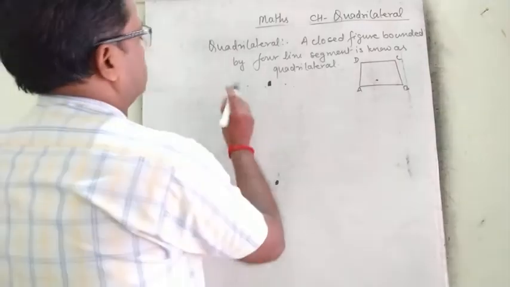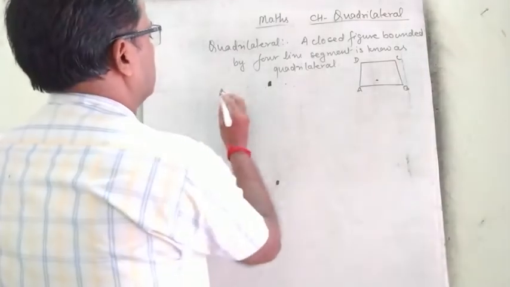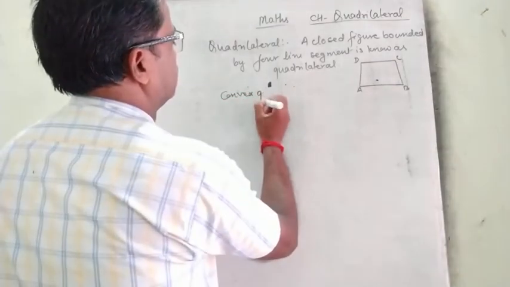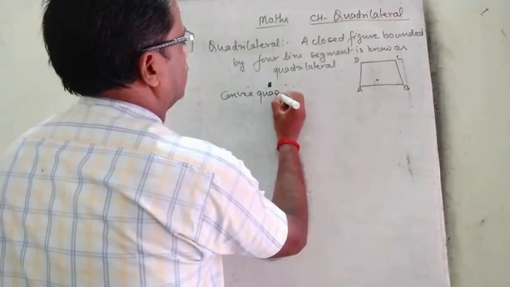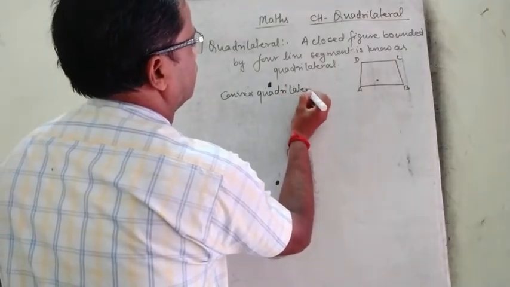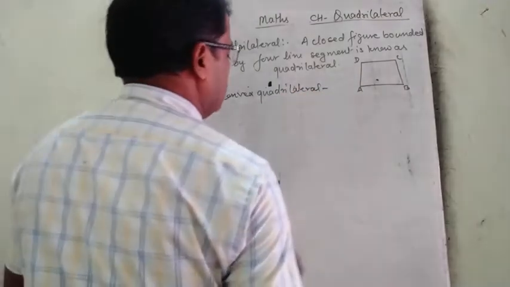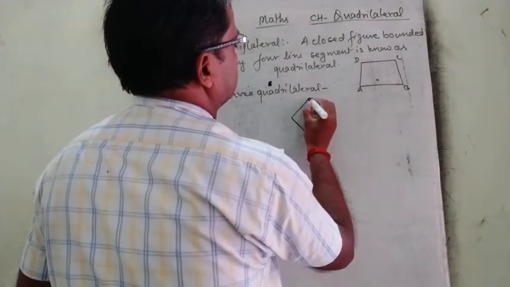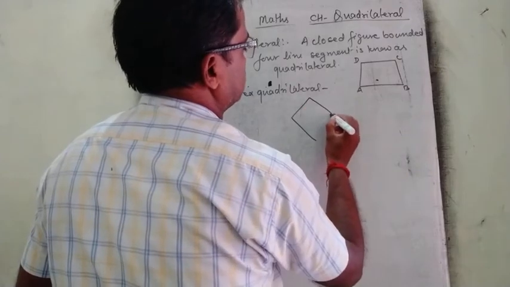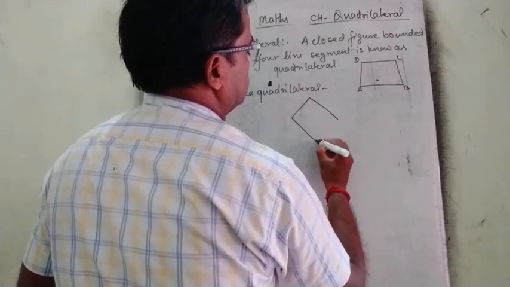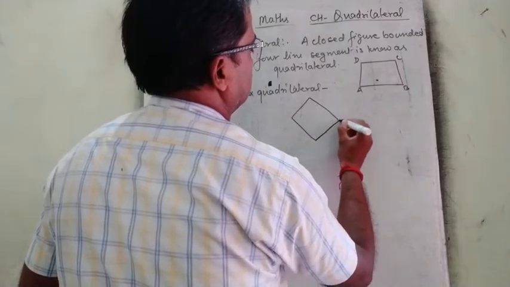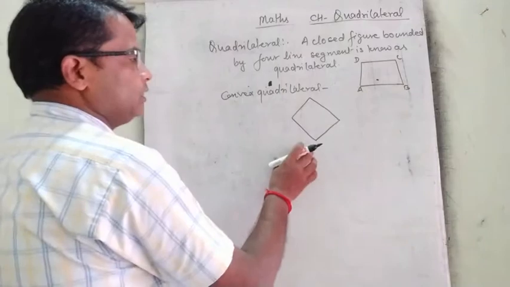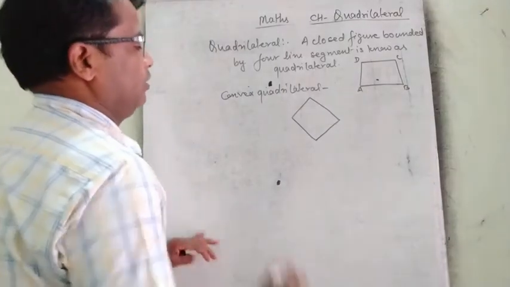Quadrilaterals are of two types. Here, convex quadrilateral. In a convex quadrilateral, the middle portion is thicker and the edges are thinner. You see here, like so, the middle portion is thicker. This is an example of a convex quadrilateral.